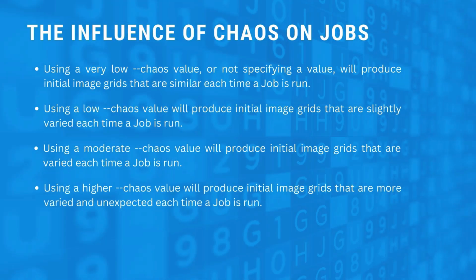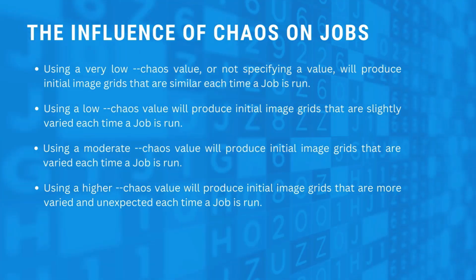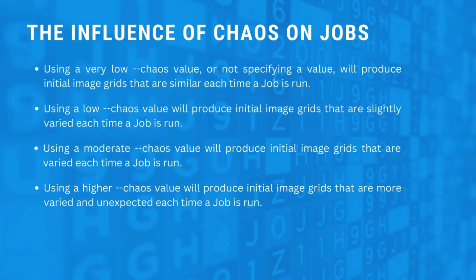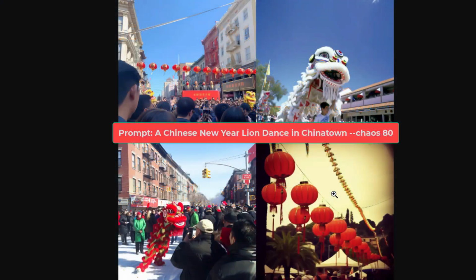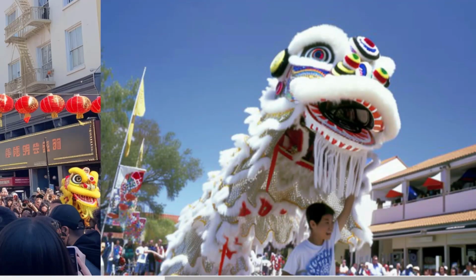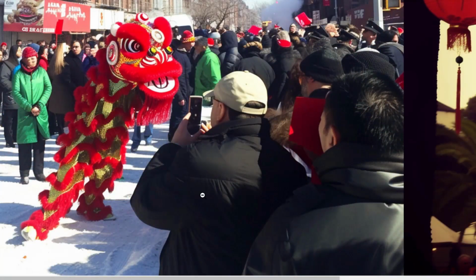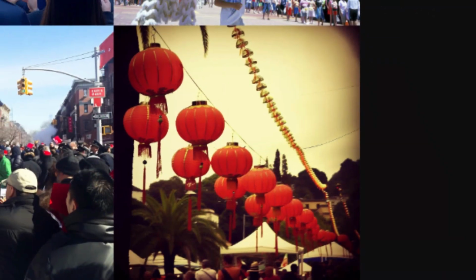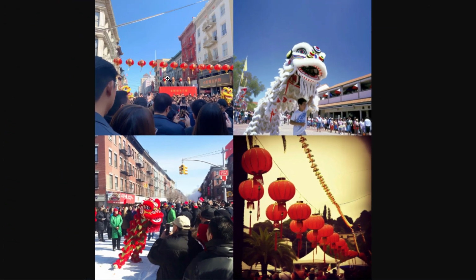Using a higher --chaos value will produce initial image grids that are more varied and unexpected each time a job is run. With chaos set to 80, we're getting quite a bit of variation. In the first image, there are two lions on opposite ends of the street. The second image reveals someone holding up the lion's white head. The third image has a red lion performing in front of a large crowd. The fourth image has red lanterns, but I don't see a lion. A good mix of lion dance scenes here.